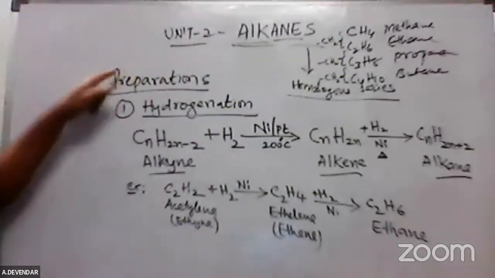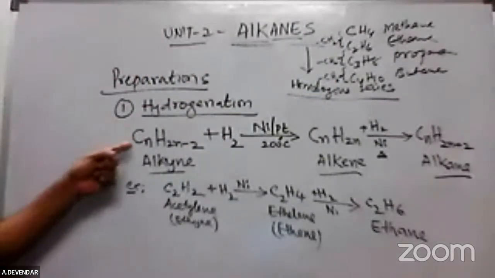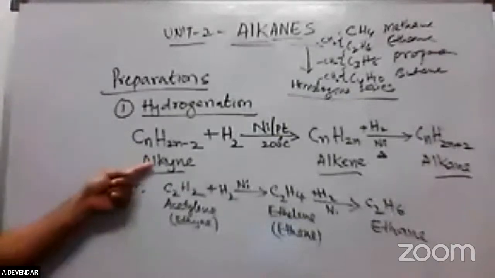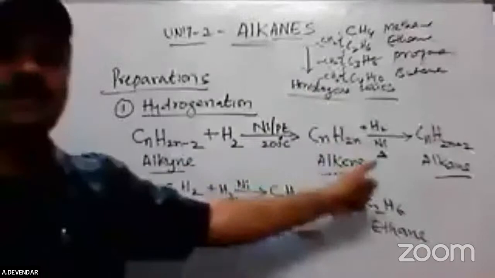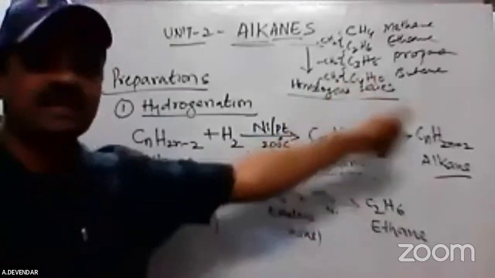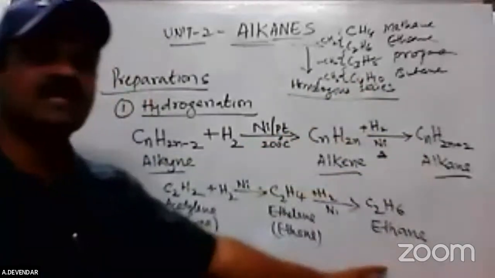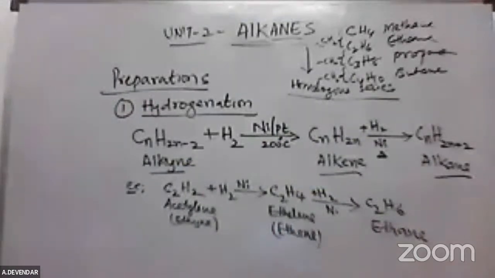So in this first preparation, it is hydrogenation. Hydrogenation means an unsaturated hydrocarbon is hydrogenated in the presence of a nickel catalyst. You get a saturated hydrocarbon from the unsaturated one, that is ethane. This is the first preparation.